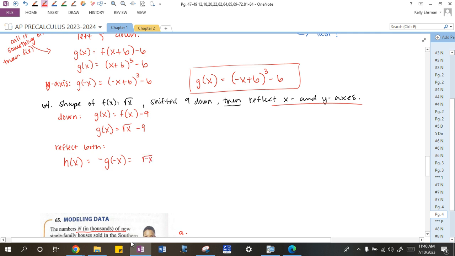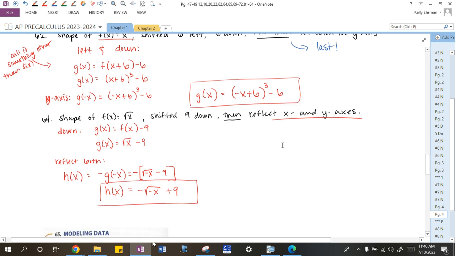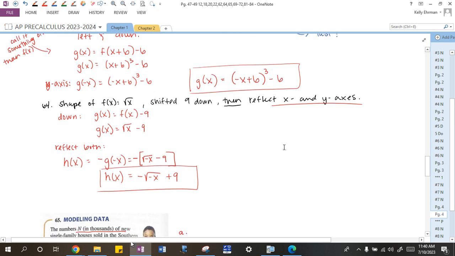Put a negative x in for the x. Distributing a negative out in front here means literally distributing the negative. H of x is negative square root of negative x plus 9. Those are confusing. They take some practice. We'll definitely be working on this for another couple of days.